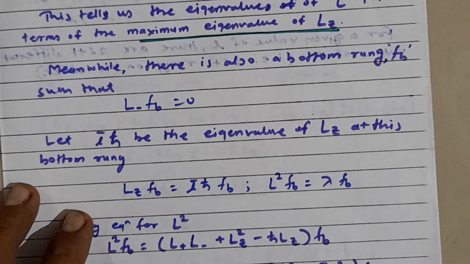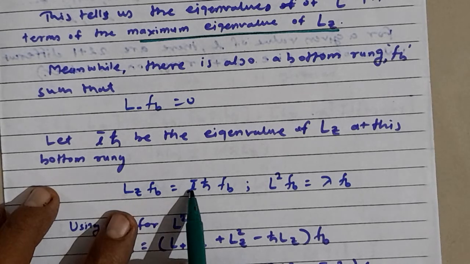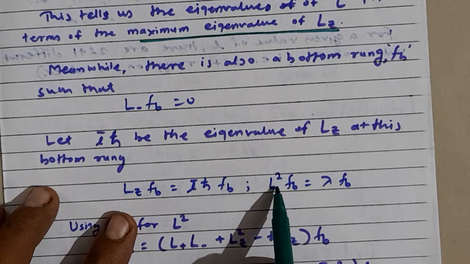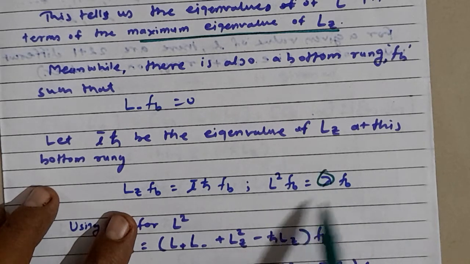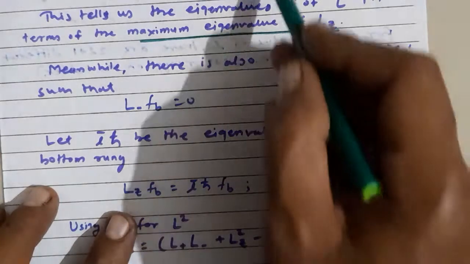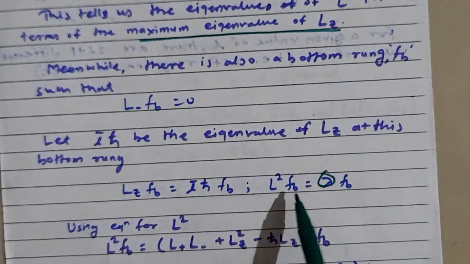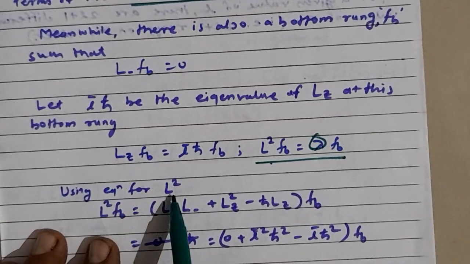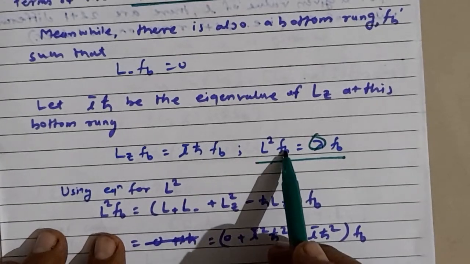Now Lz operating on the bottom rung will give us l̄ℏ into ψb. Similarly, L² operating on the bottom rung will give us the eigenvalue lambda times ψb. This lambda is similar to what we defined in the initial case, as we are operating on the bottom rung. Now, using the equation for L², what will we choose? Now we will choose the product of the bottom.